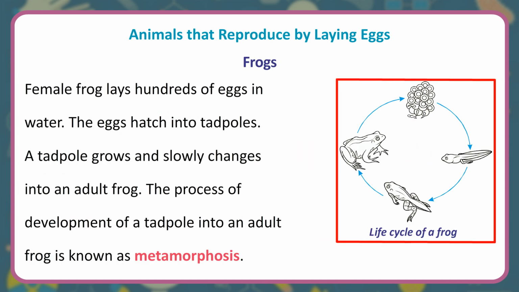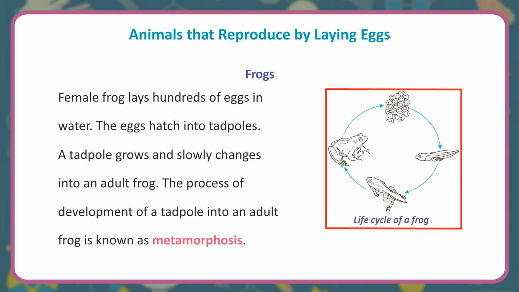Frogs. Female frog lays hundreds of eggs in water. The eggs hatch into tadpoles. A tadpole grows and slowly changes into an adult frog. The process of development of a tadpole into an adult frog is known as metamorphosis.